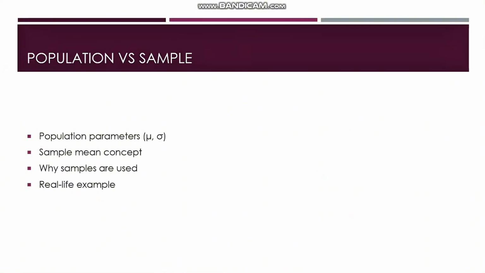Here we see the difference between a population and a sample. The population includes all possible observations, for example, the income of people in a country. In practice, we cannot collect data from the entire population, so we take a sample, which is a smaller part of the population. Statistics help us use sample data to make conclusions about the population.